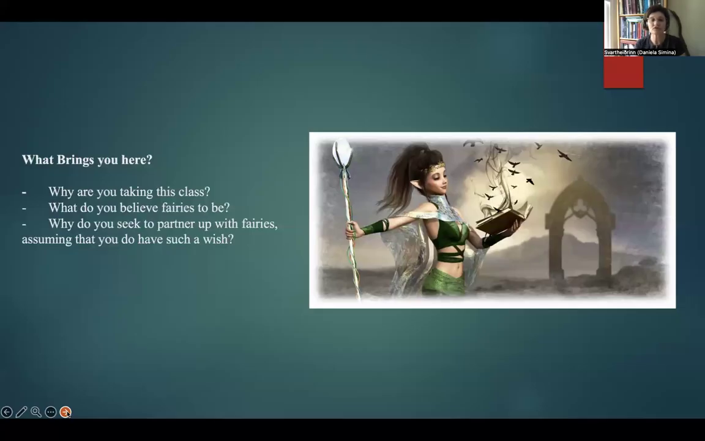What do you believe fairies to be? It may be as simple as, I have no idea, I am confused and I want to find out. Why do you seek to partner up with fairies?